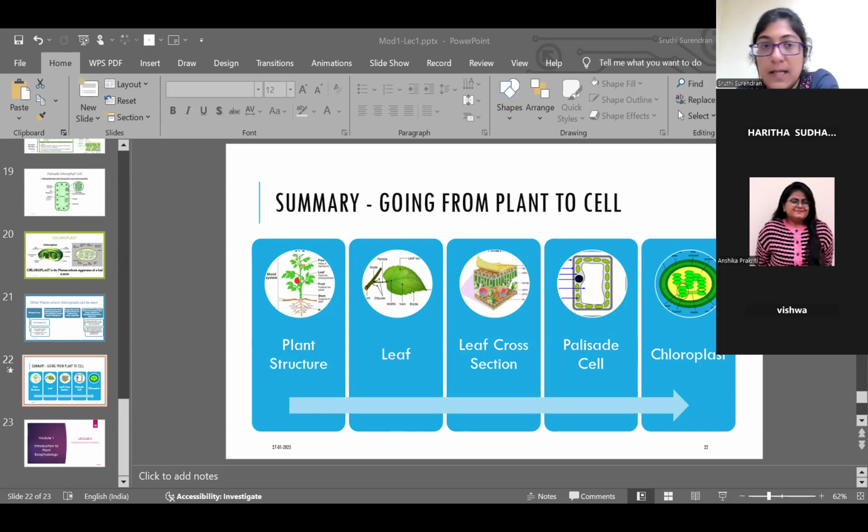In this part of the lecture, we just talked about the important parts within a leaf that we are going to focus on. Now I'll explain why we are going in depth into these small parts within a leaf. That is because photosynthesis occurs in these organs, organelles, or cells of the leaf, and we will also be discussing what photosynthesis is and an overview of the photosynthesis process.